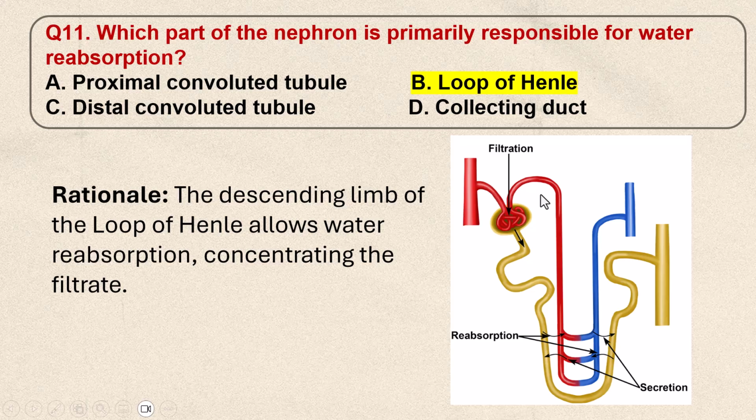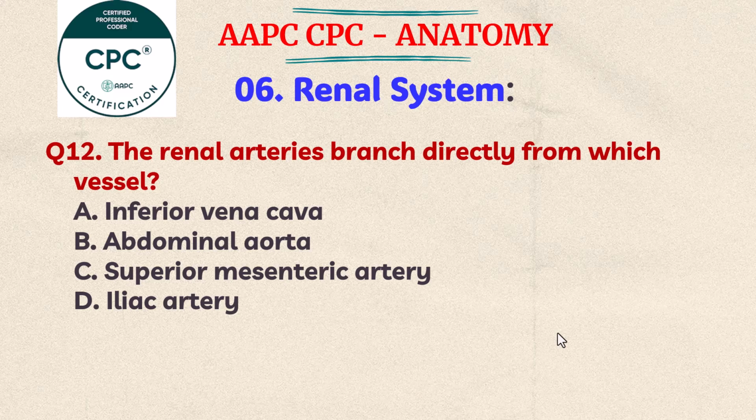Loop of Henle. So in the nephron, you will have the loop of Henle. The descending limb of the loop of Henle allows water reabsorption, concentrating the filtrate. Question number 12. The renal arteries branch directly from which vessel?